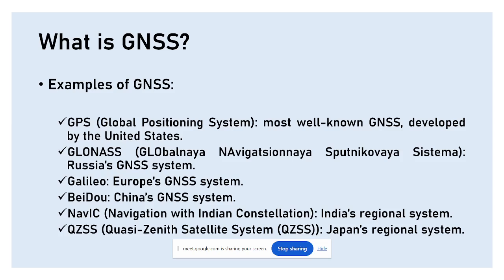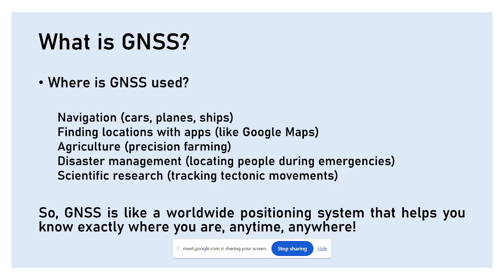Then Beidou, which is China's GNSS system. Then we have NAVIC, earlier India's regional, that is regional, not global, navigation system. So that is NAVIC right now for India. Earlier it was IRNSS. And then for Japan, it is QZSS. So these are just examples, if you are interested, you can see how all these things work. So that is regarding the examples.